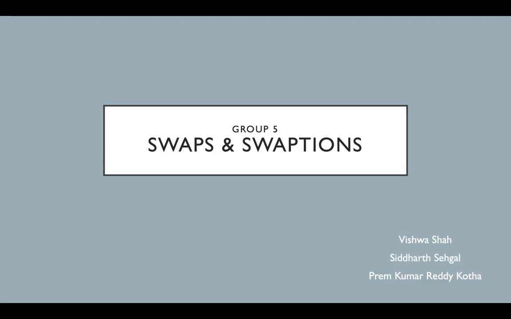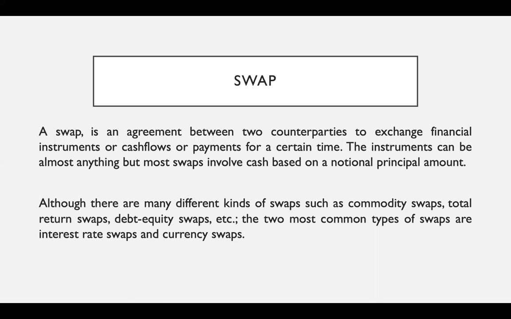Our topic for today was swaps and swaptions. So, what are swaps? In the simplest of terms, a swap can conceptually be seen as a series of forward contracts or a portfolio of forward contracts. It's basically a derivative contract between two parties where they agree to exchange sequences of cash flows or liabilities based on two financial instruments for a certain fixed period of time.